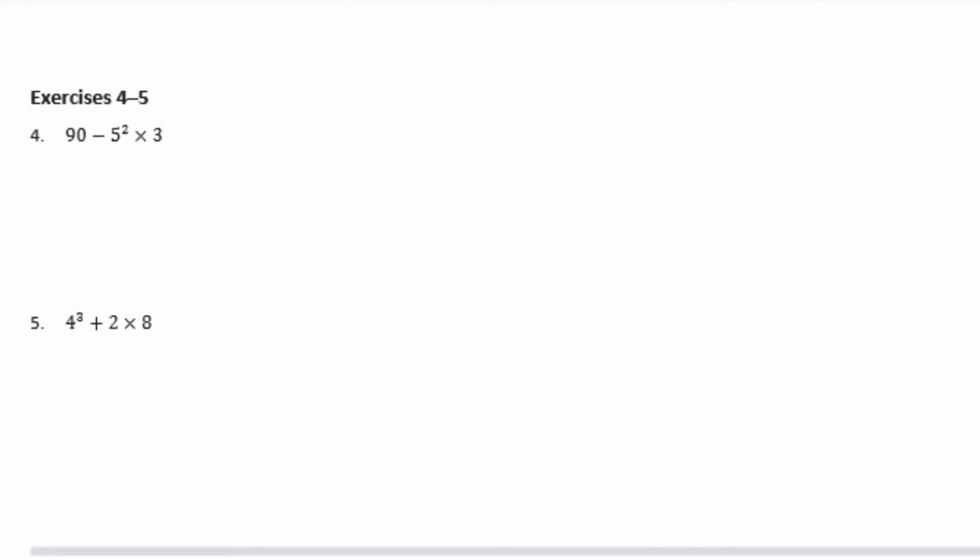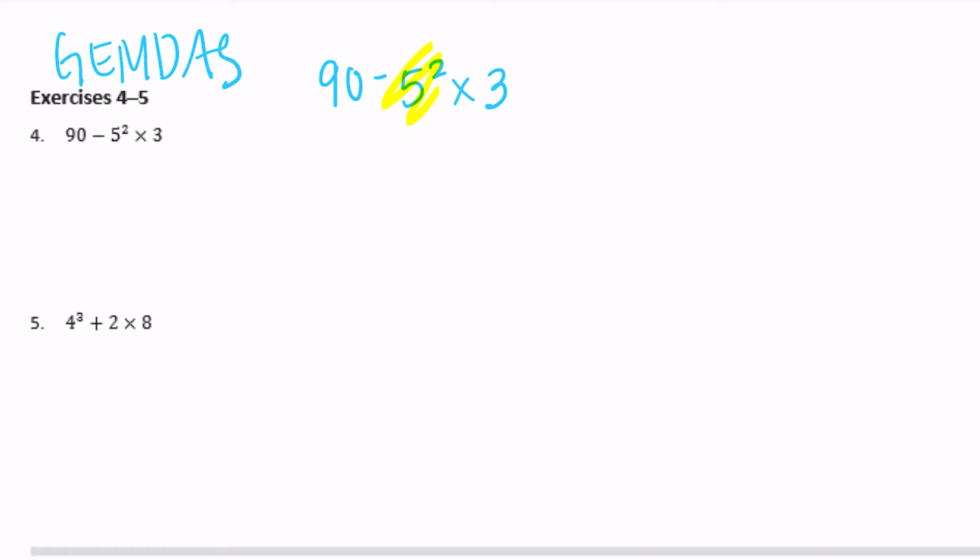Okay, so now we're going to do it with just some problems. We don't have to write out all of our steps like we were doing before. Okay, 90 minus 5 to the second power times 3. I'm going to write GEMDAS to remember our order. So there's no grouping, so we move on to the E. Are there any exponents? There is, right here, 5 to the second power. So 5 to the second power is 5 times 5, or 25.